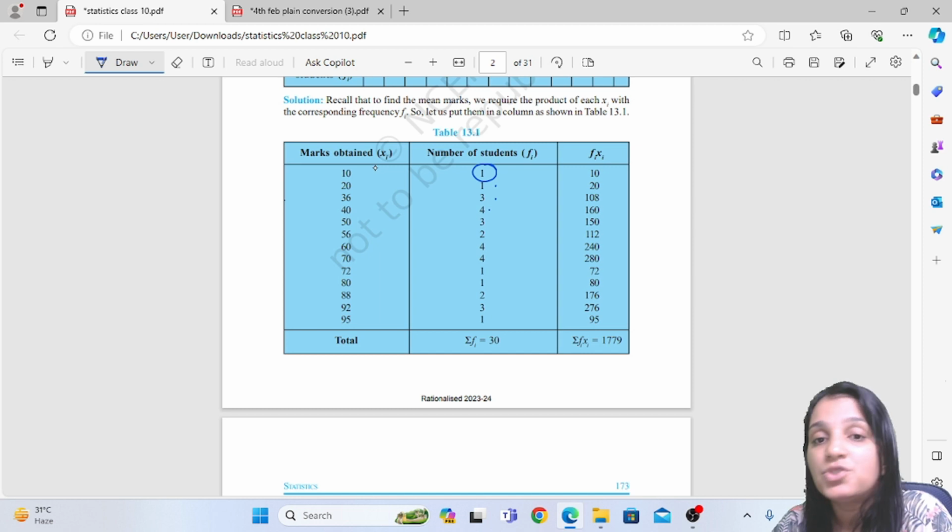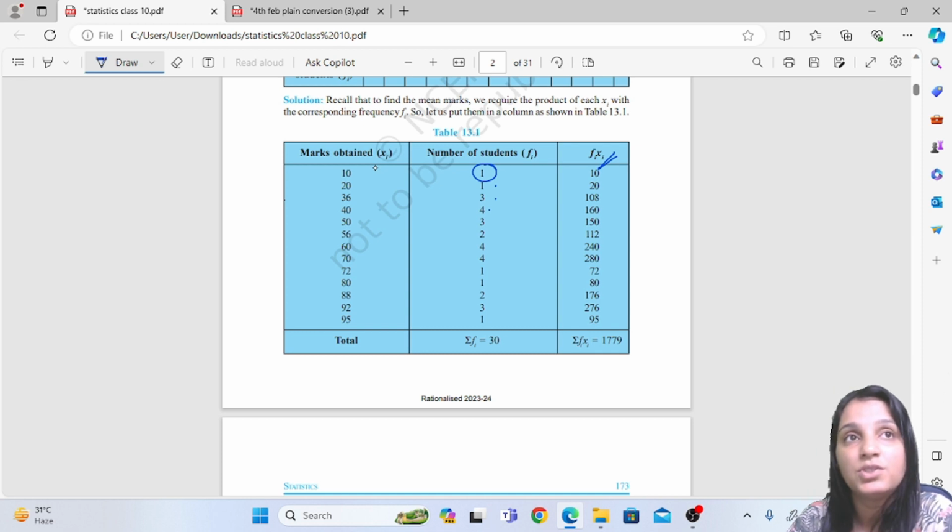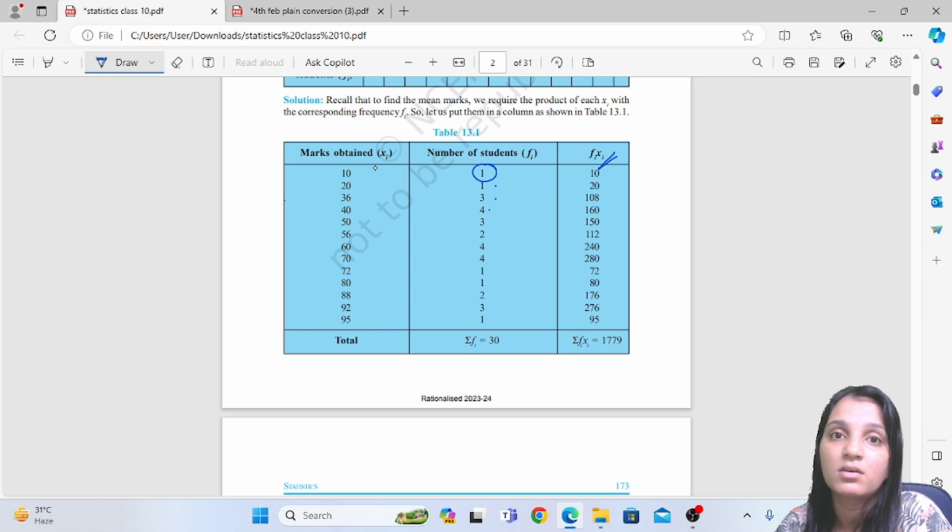So first you have to find fi xi. Now fi is the number of students, number of children, number of people, number of anything related to persons. Here xi is the marks. Now we have to multiply them. 10 into 1 is 10. Similarly, 20 into 1 is 20. 36 into 3 is 108.